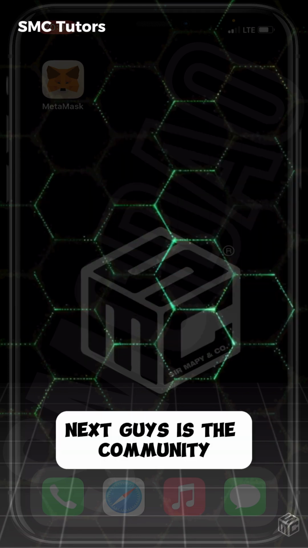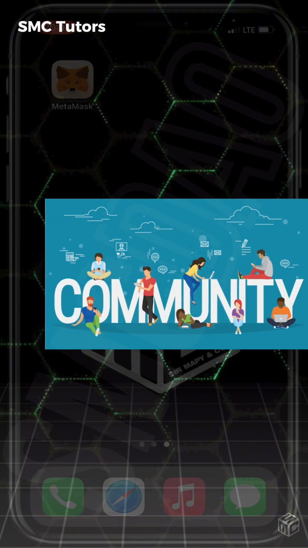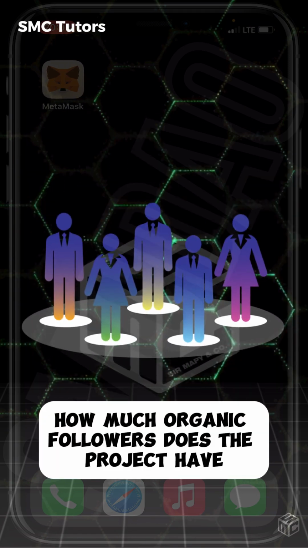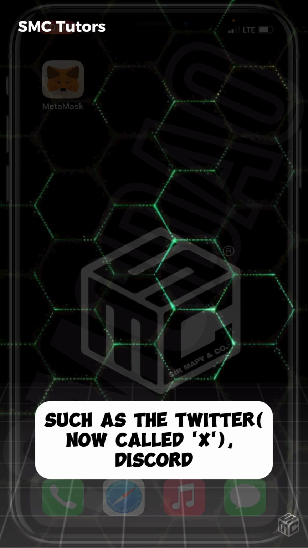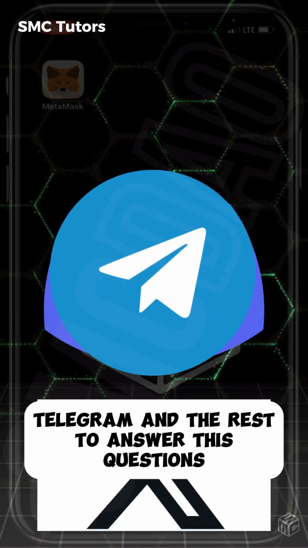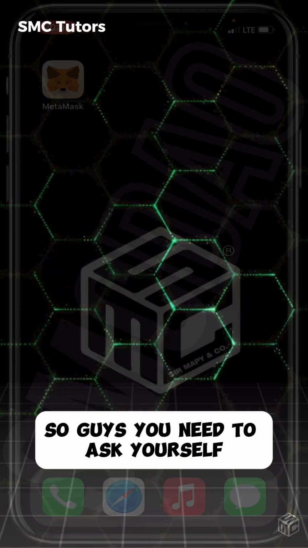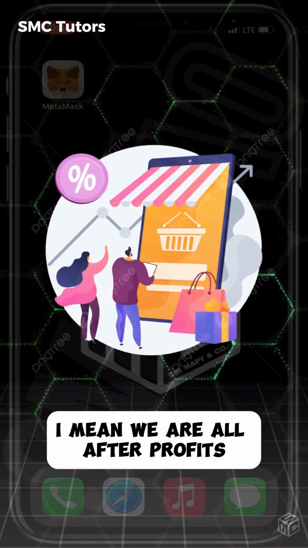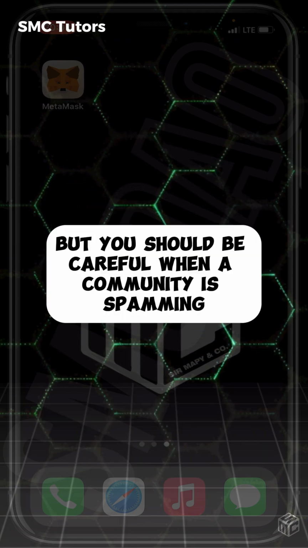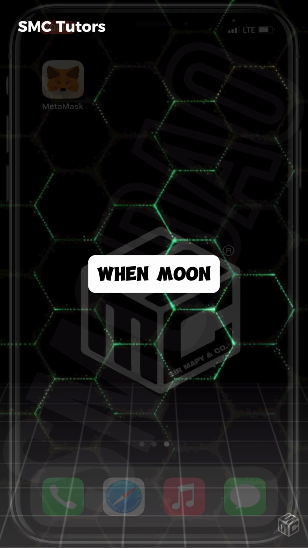Next, guys, is the community. How much organic followers does the project have? You'll need to scrutinize their social media platforms such as their Twitter, Discord, Telegram, and the rest to answer these questions. So guys, you need to ask yourself, does the community focus on profits or functions? I mean, we are all after profits, but you should be careful when a community is spamming "when moon".